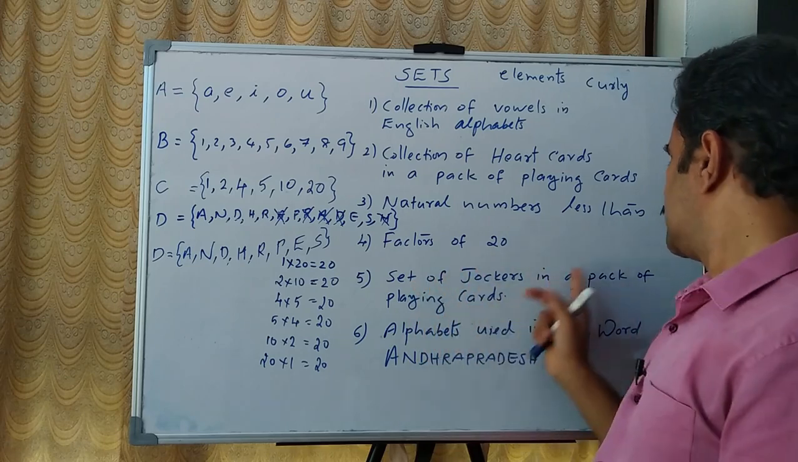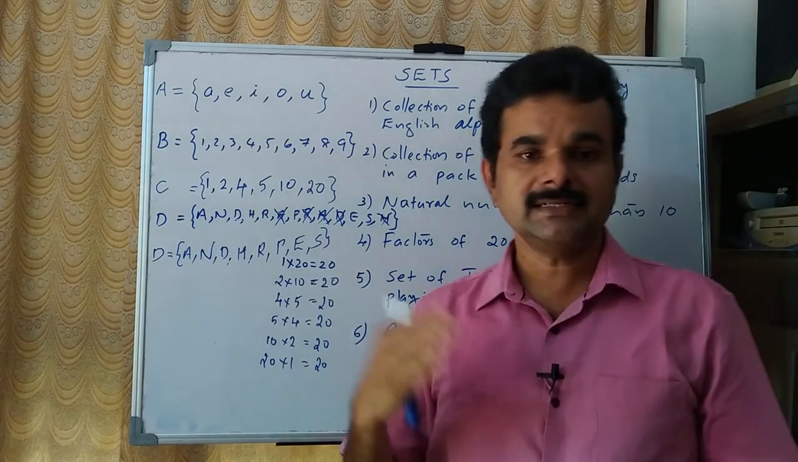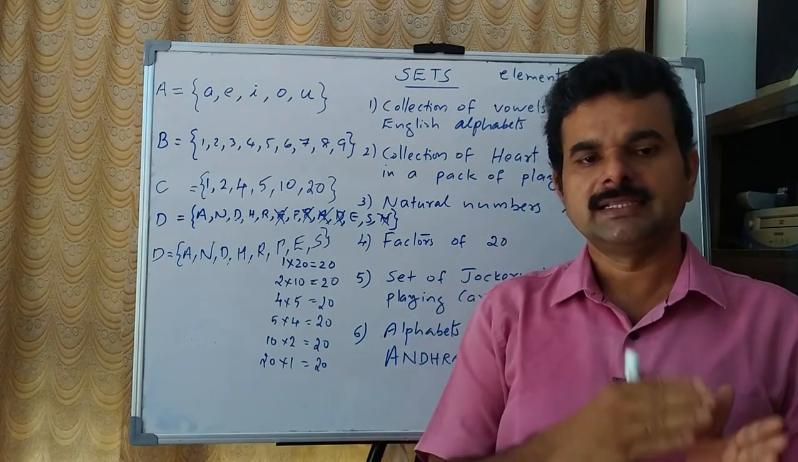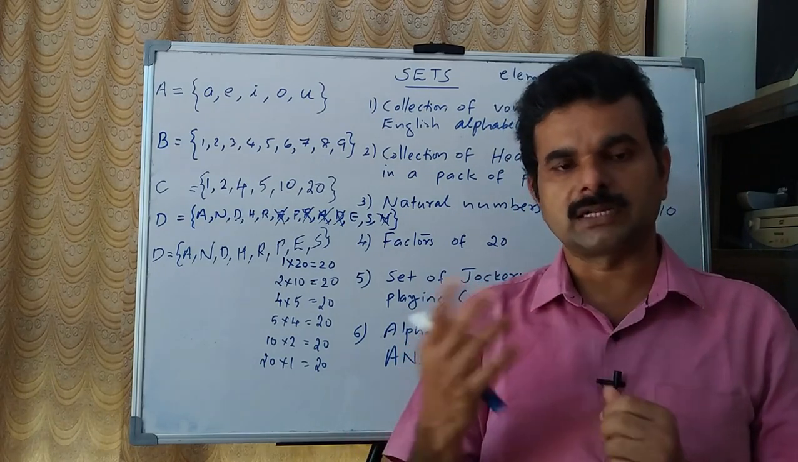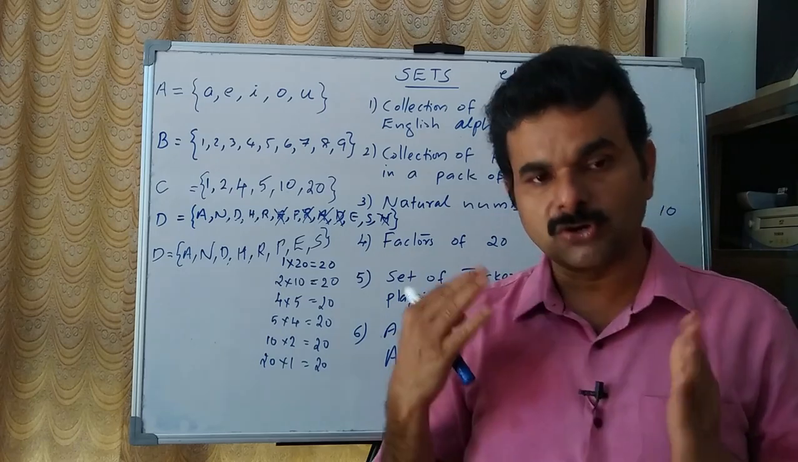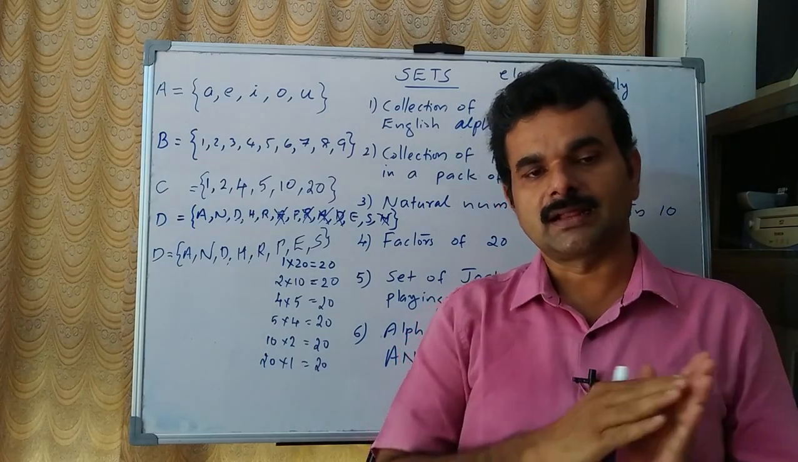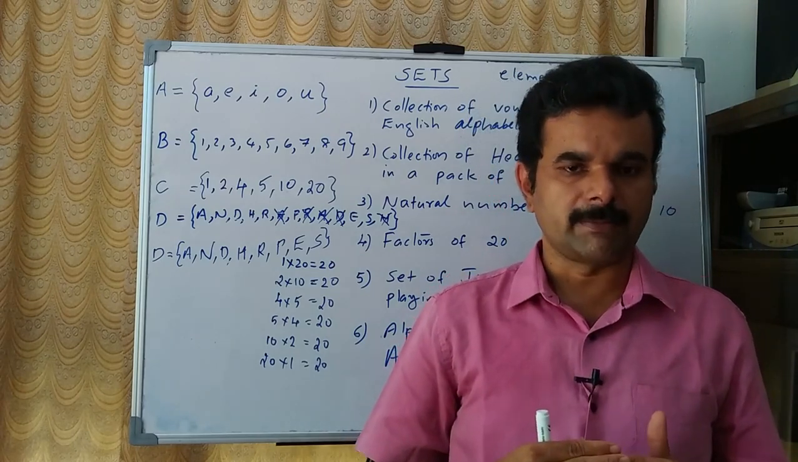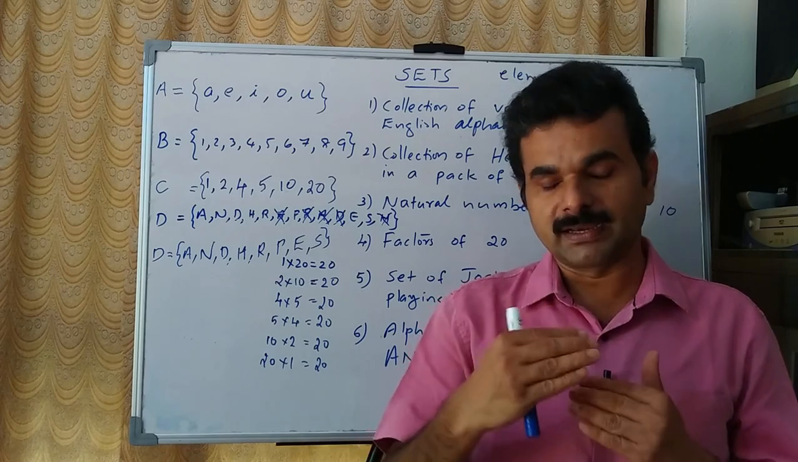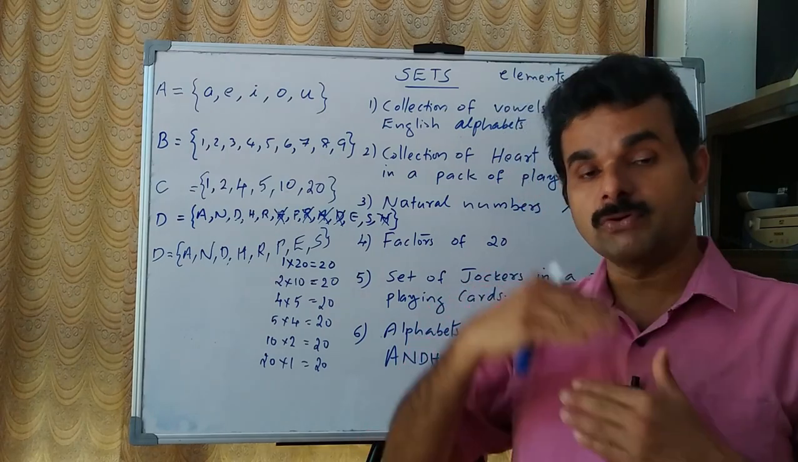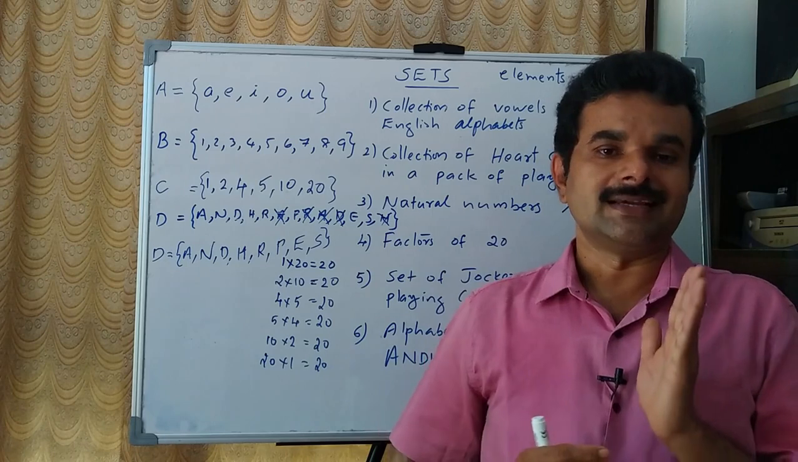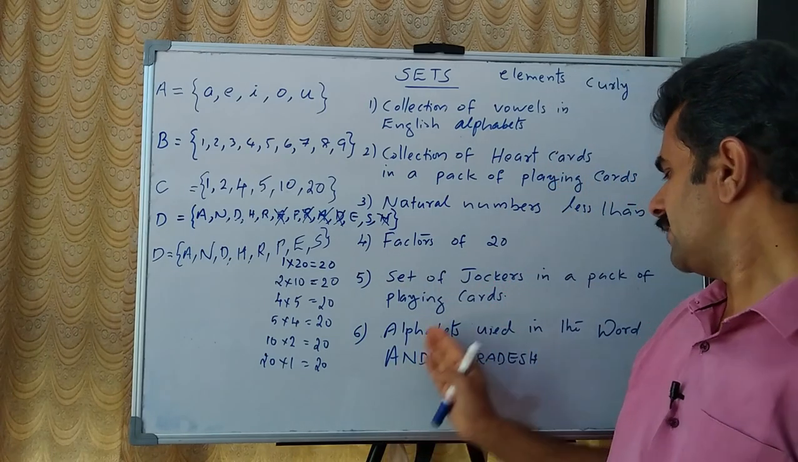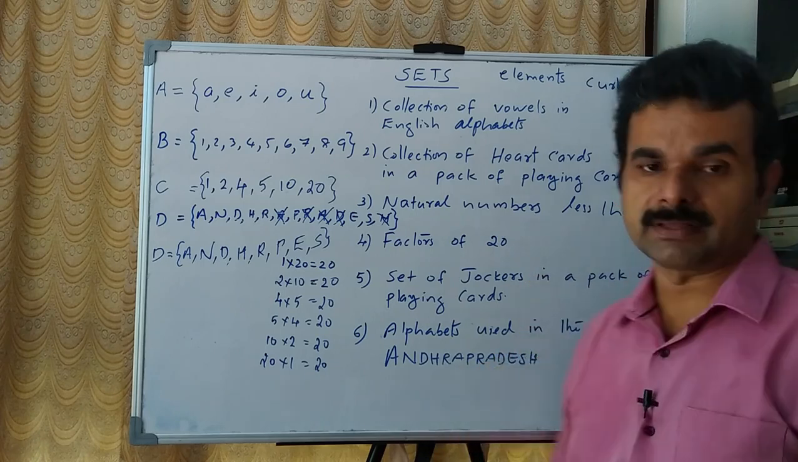Then a set of jokers in a pack of playing cards. I told you that a pack of playing cards contains 52 cards. For mathematics, actually there will be 54 cards and 2 cards are jokers. When we are taking such joker cards, 2 joker cards, there will not be any other joker cards. Therefore, the set of joker cards from a pack of playing cards is an example for set.